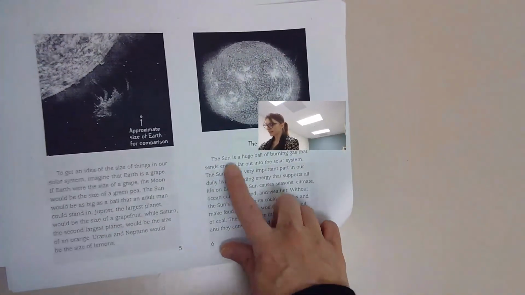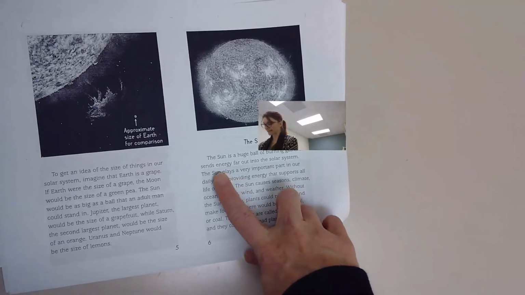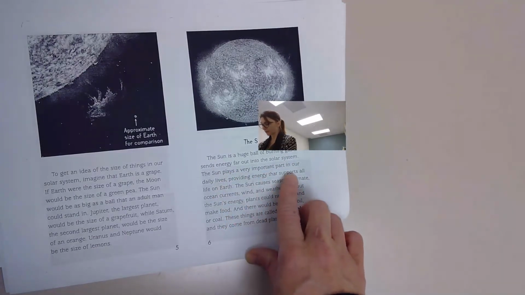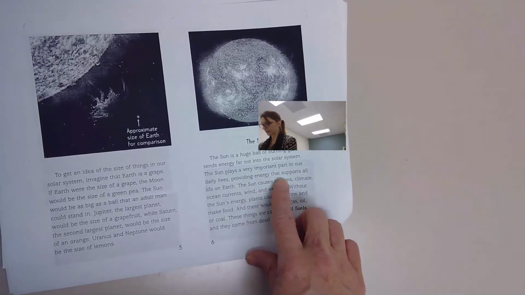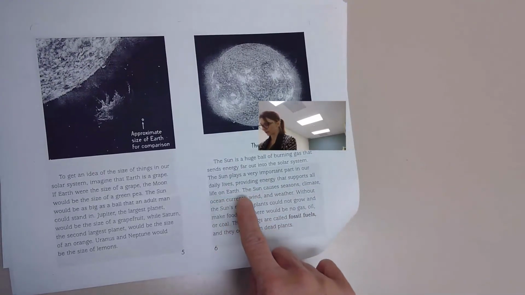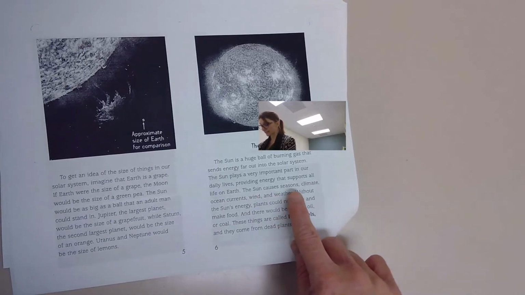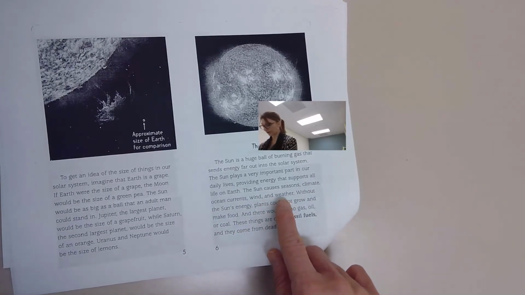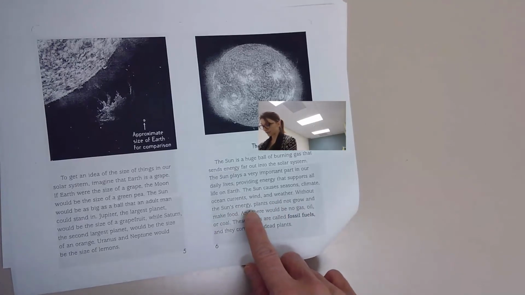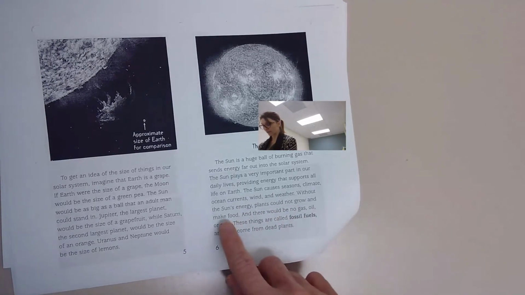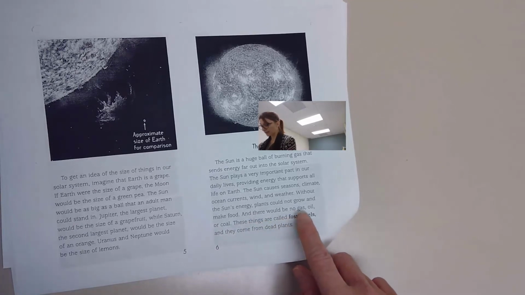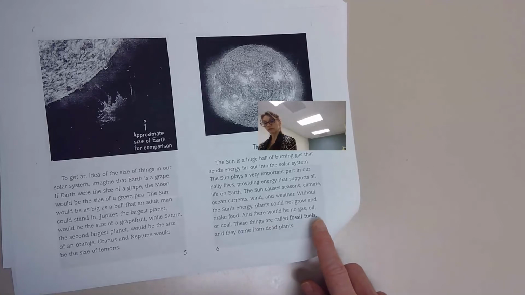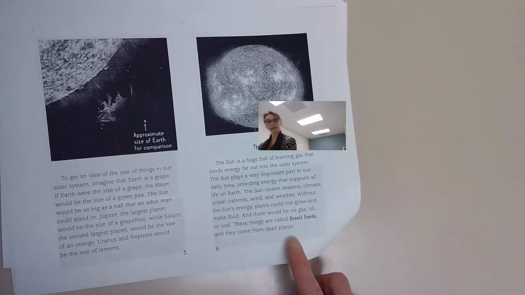Okay, the sun. Oh my. The sun is a huge ball of burning gas that sends energy far out into the solar system. The sun plays a very important part in our daily lives, providing energy that supports all life on Earth. The sun causes seasons, climate, ocean currents, wind, and weather. Without the sun's energy, plants could not grow and make food. There would be no gas, oil, or coal. These things are called fossil fuels, and they come from dead plants.